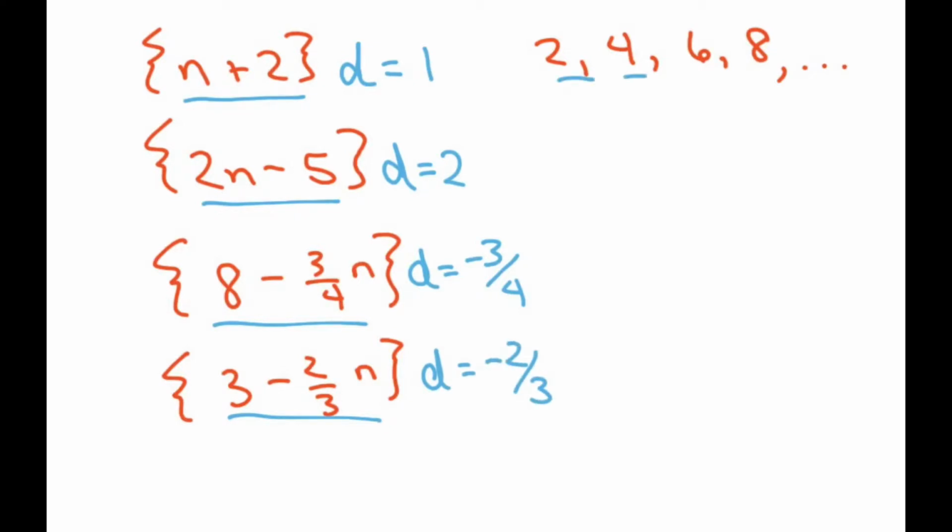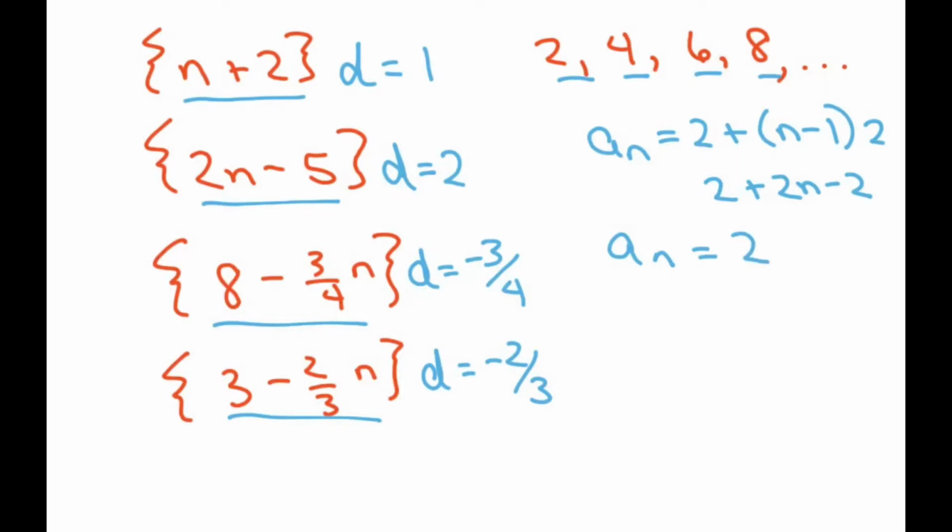Then you see something like this where you keep adding 2. And if you write it as nth term or explicit formula, that would be a sub n equals 2 plus n minus 1 times our common difference, which is 2. So it'd be 2 plus 2n minus 2. So our nth term is actually 2n, which is the formula for even numbers. But there you see your common difference is 2.